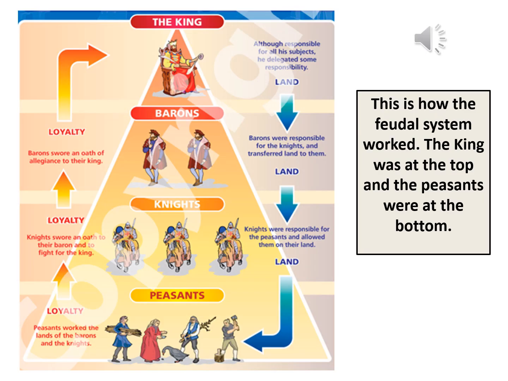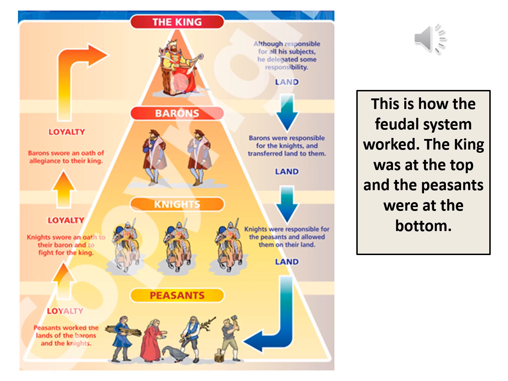This is how the feudal system worked. The king was at the top and the peasants were at the bottom. The king was responsible for everything in England, and although he had this power, he delegates this responsibility. He gives land to the barons, who then give land to the knights in return for protection. The knights were responsible for the peasants and allowed them on their land. The peasants worked the land for the barons in return for loyalty from the knights.